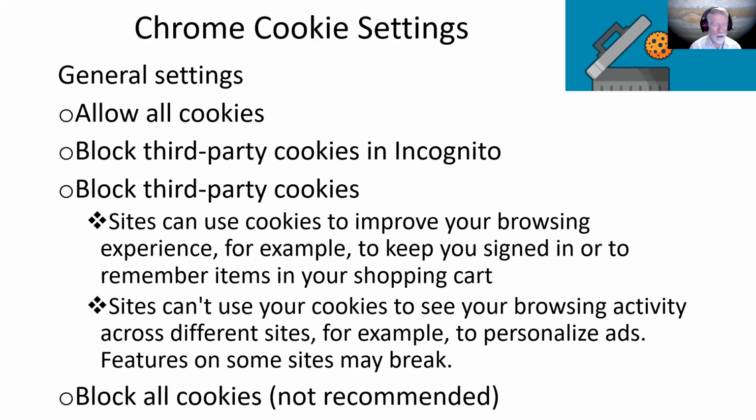Okay. Your browser, whatever browser you have, also will have options about using cookies. This is the information I got from Chrome. One is allow all cookies. That allows first, second, and third-party cookies. Then you can block third-party cookies in incognito mode or private mode. And then there are different options for blocking third-party cookies. Always block third-party cookies, so you can block third-party cookies all the time.